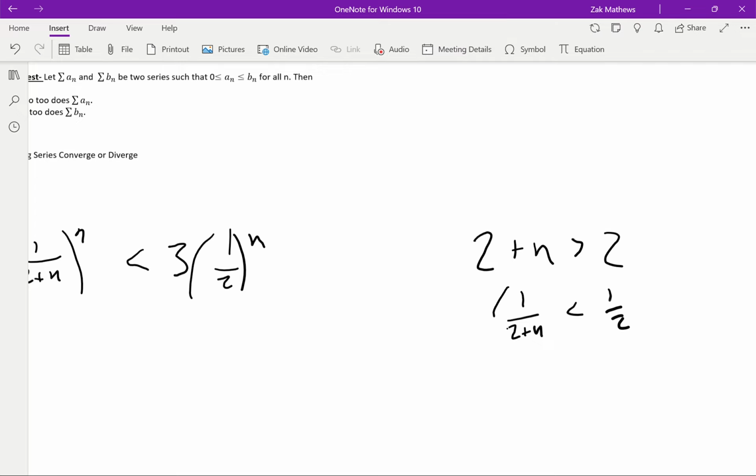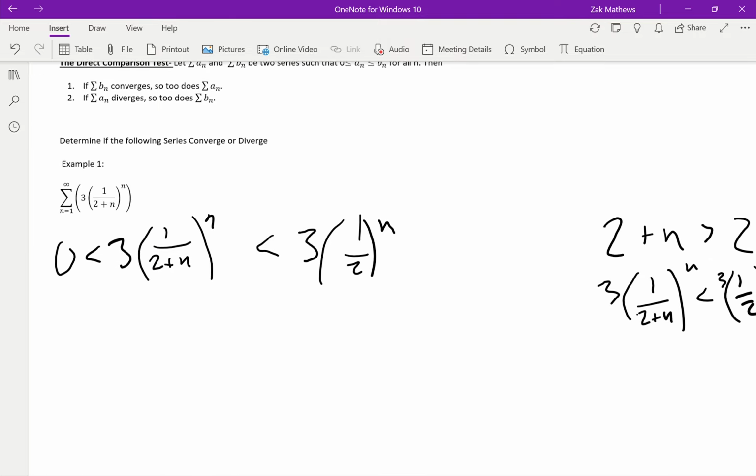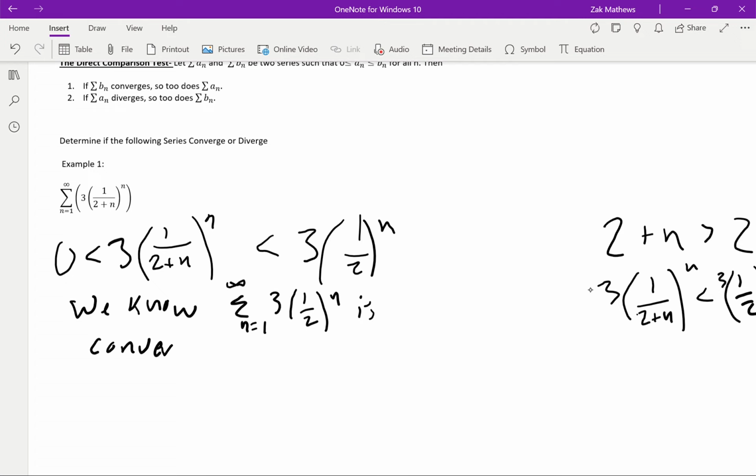And then, of course, if we raise it to a power, that remains true because these things are getting smaller and smaller. And then if we multiply by 3, again, that obviously is true. So we know this inequality is true. And so what we can do now is we can state that we know the series n equals 1 to infinity, 3 times 1 over 2 to the n, is convergent, as it is a geometric series.